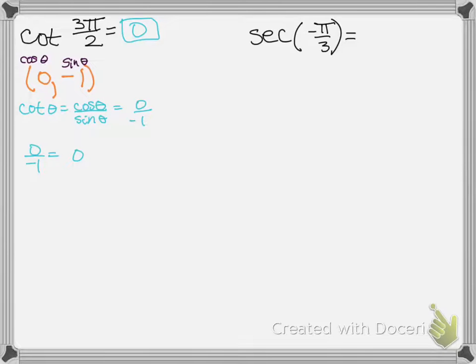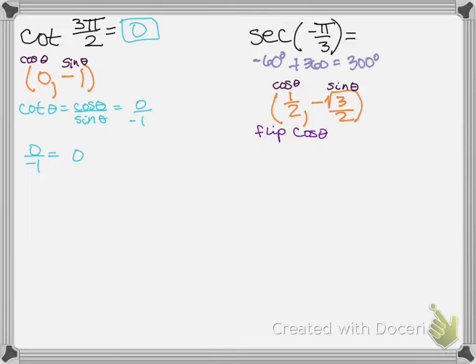Now we have secant of negative pi over 3. Negative pi over 3 is not on the unit circle, so convert it to degrees. That's negative 60. Add 360, and that gives you positive 300. The ordered pair for 300 degrees is 1/2 and negative square root of 3 over 2. Remember, the first number is cosine, the second number is sine. They want me to find secant, which means I just flip cosine. So I take 1 over 2, flip it to 2 over 1, and 2 over 1 equals 2.